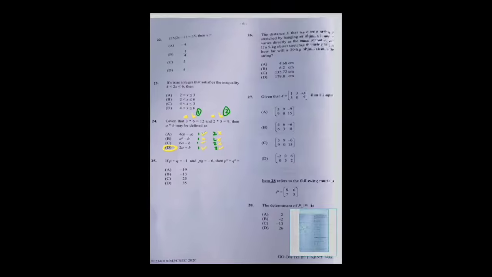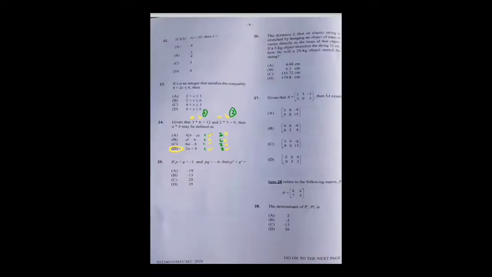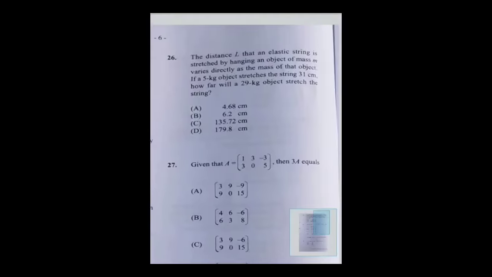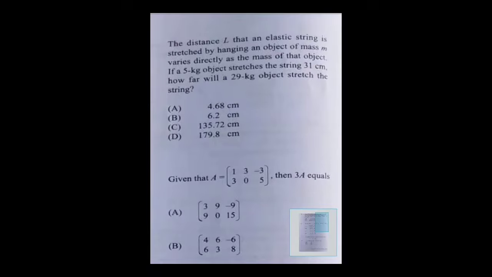Moving on to another question. Let's go right to 26. It says the distance L that an elastic string is stretched by hanging an object of mass m varies directly as the mass of the object. If a 5 kg object stretches the string 31 centimeters, how far will a 29 kg object stretch the string?